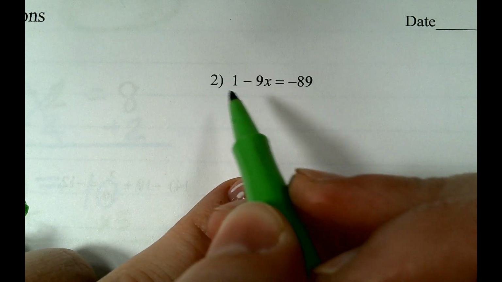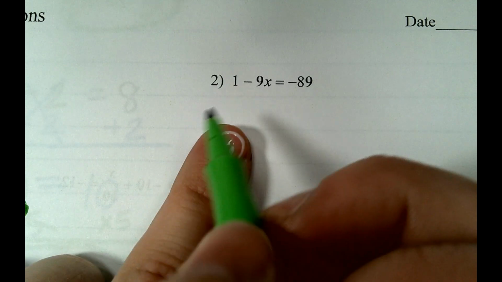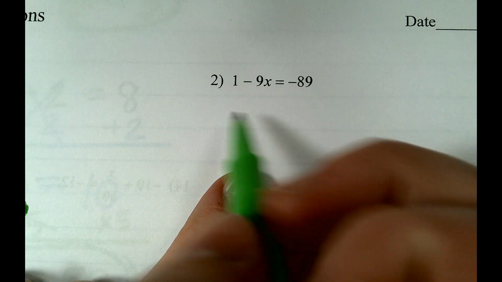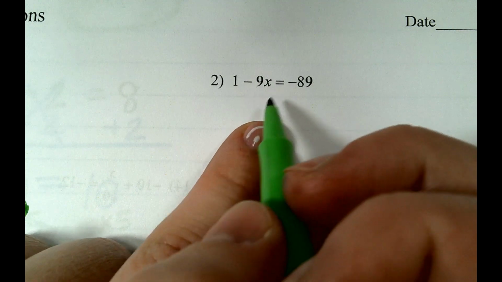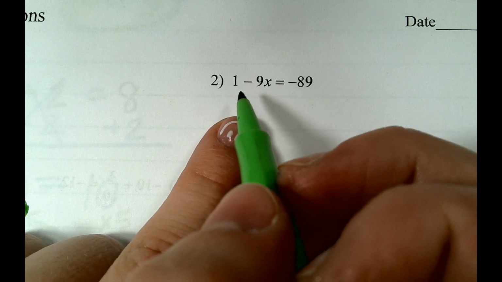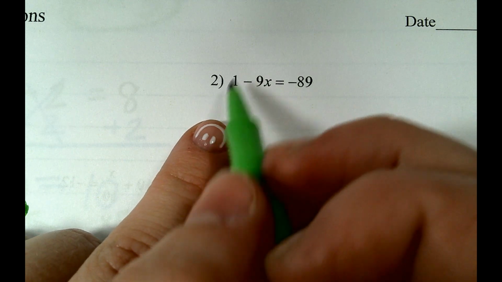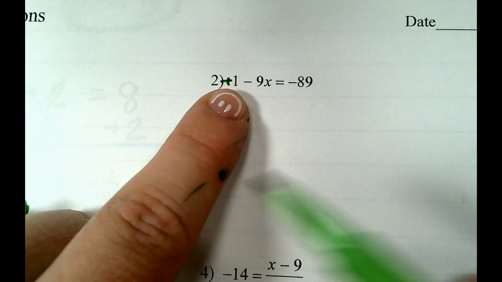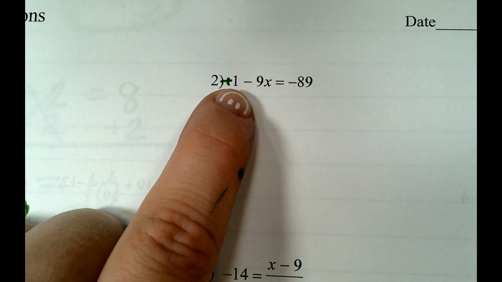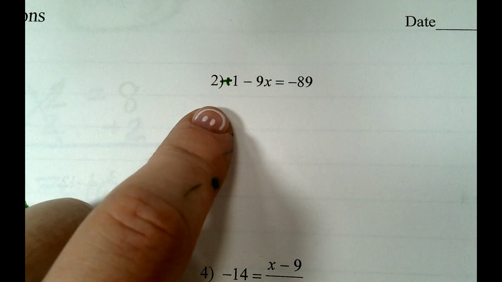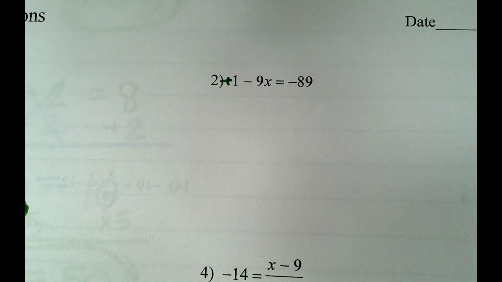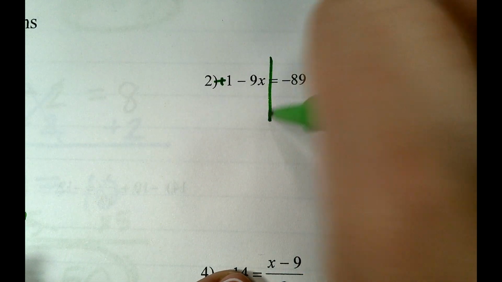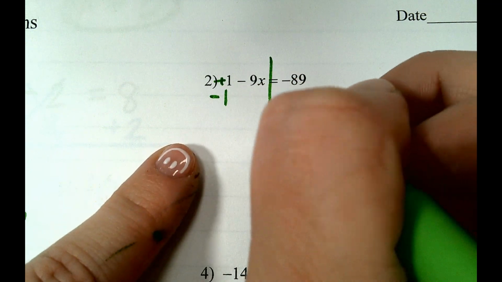We've got that 1. Now, this is a little tricky because even though it's 1 minus 9x, we're subtracting 9x. Are we subtracting 1? No, we're not. This is actually a positive 1. We're always looking at the sign that comes before it. And if there's no sign, it's positive. So how do we get rid of positive 1? With -1. We're going to subtract 1 here. -1.